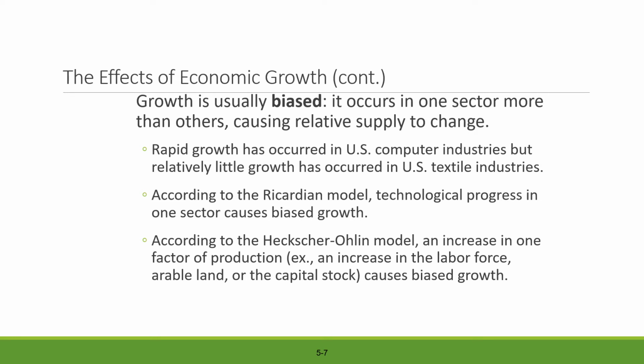According to the Heckscher-Ohlin model, an increase in one factor of production, that is an increase in the labor force, or it may be an increase in the land resources. We may be able to create dams, and with those dams we may be able to water more agricultural land. So the irrigation techniques are improving, giving us more land. So any of the factors, when they increase, can cause biased growth. Why? Because all factors are not equally used in all sectors.